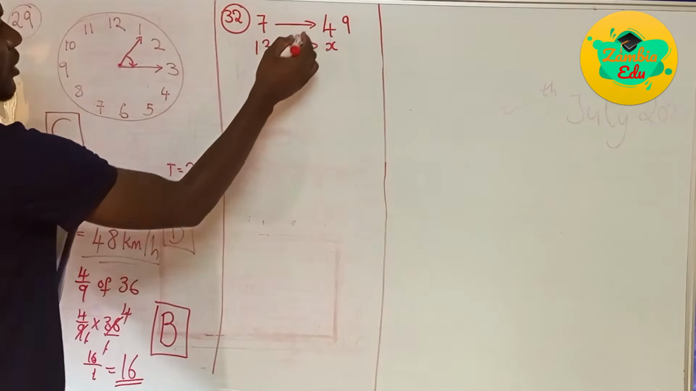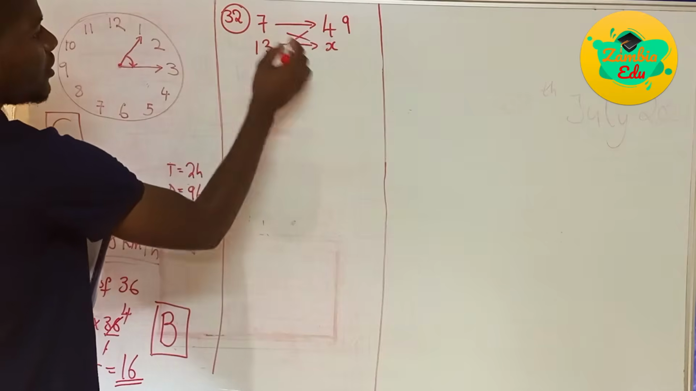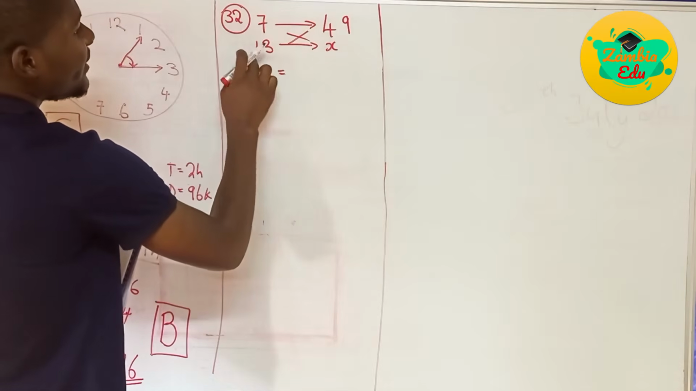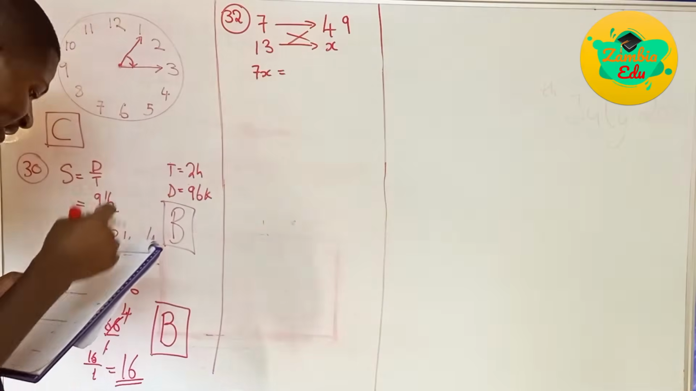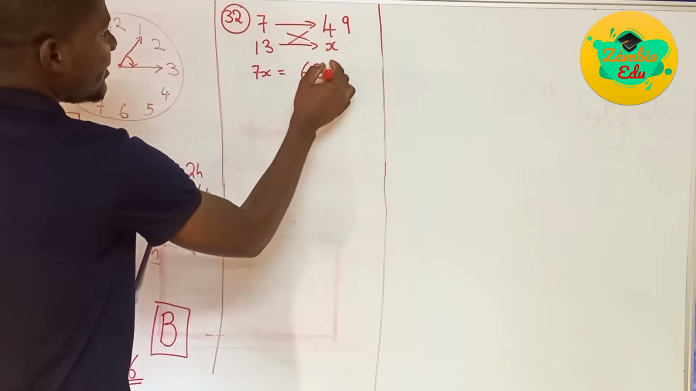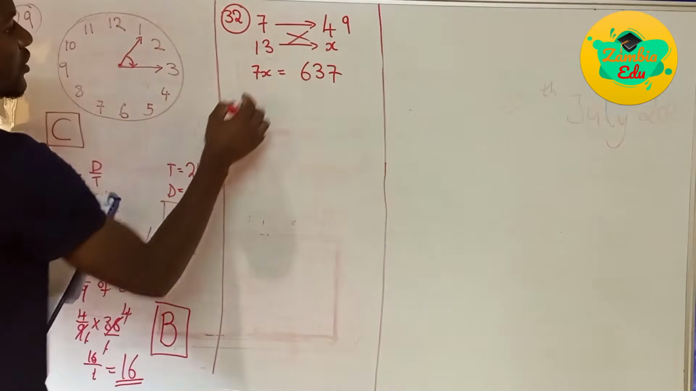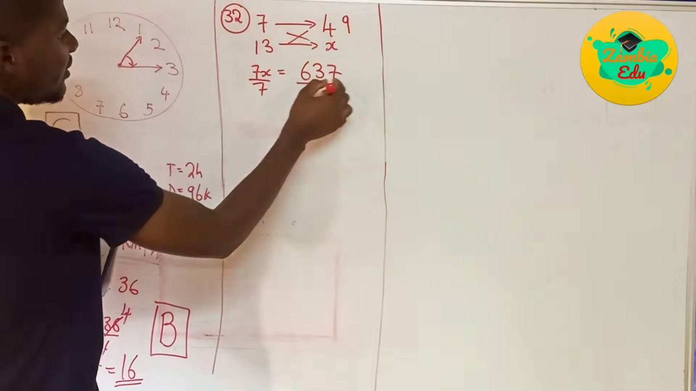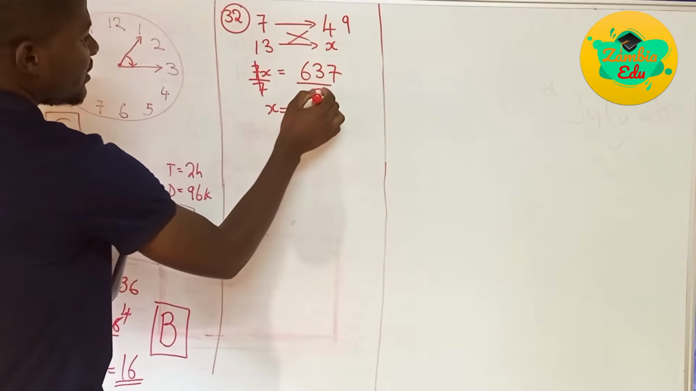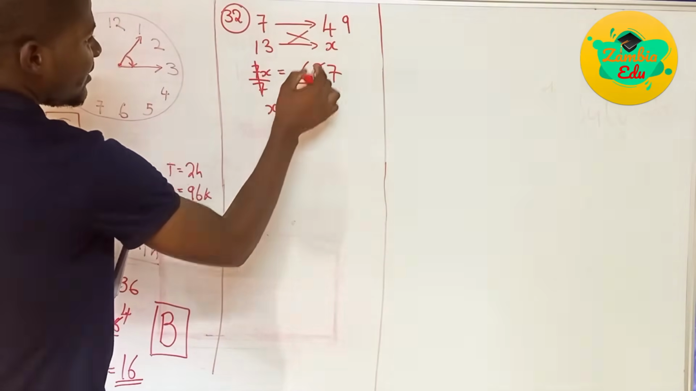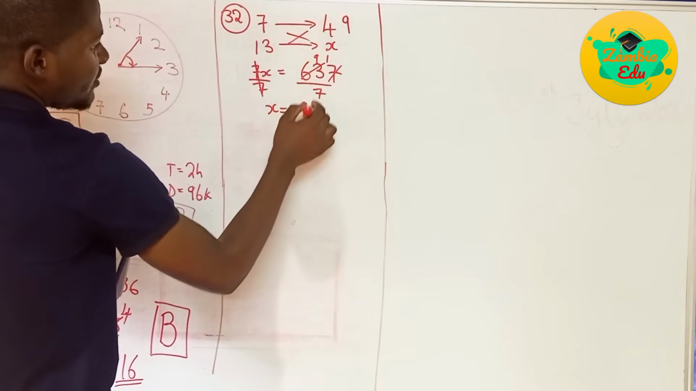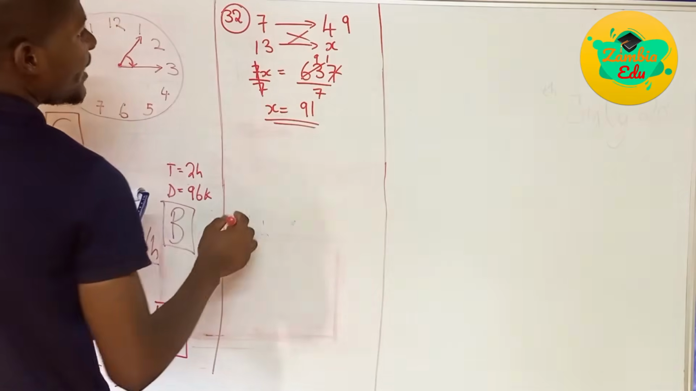To do that, we are going to cross multiply. So you get 7x being equal to 13 times 49. 13 times 49, you get something like 637. So you divide by 7 on both sides, cancel that, and your x will be equal to 7 into 63 is 9, 7 into 7 is 1. So you have your x being equal to 91.